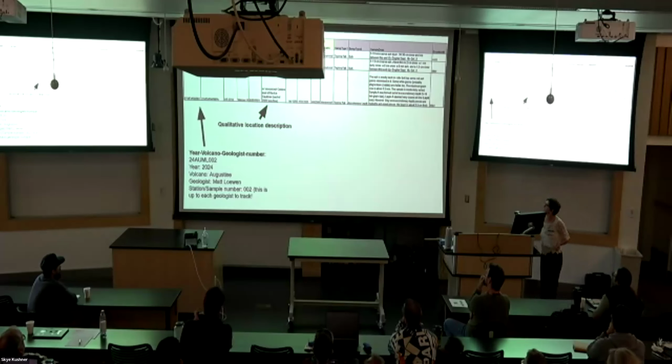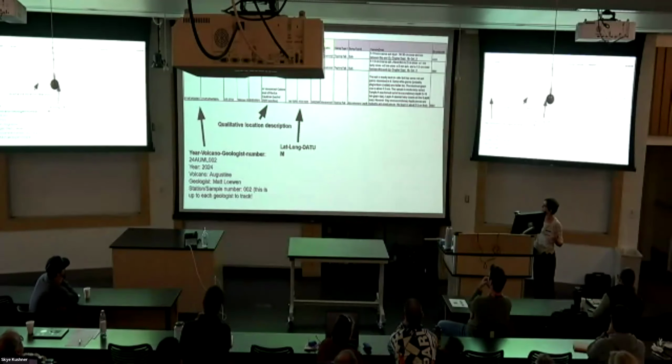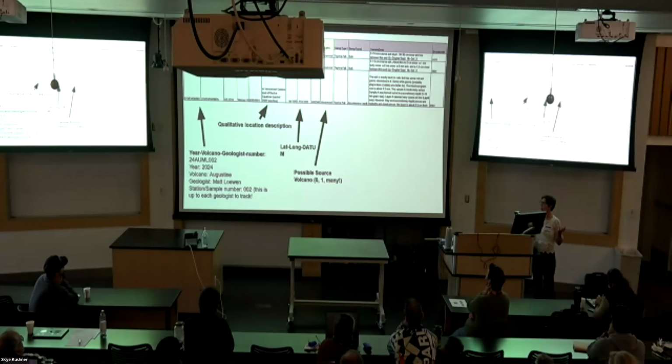And then we go through the spreadsheet. We have qualitative information about the location description, the latitude and longitude, and of course the datum is super important. The possible source volcanoes. Now this could change, and sometimes you're in an area where there might be multiple volcanoes that could be the source, and so you can just put that information, because later you can modify this to include the actual source that you come up with through analysis.